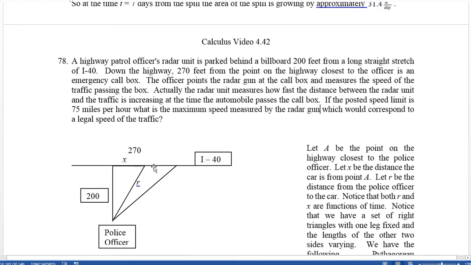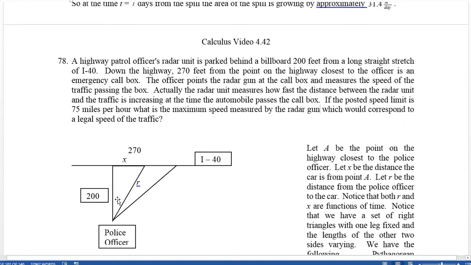Right at the point we're interested in, x is 270, but x is actually a variable because it's changing. And the distance from the radar gun to the car is this distance r, which is also changing. So if you think of this dynamically, as this point moves further and further out, both x and r increase as time increases, but the 200 is fixed. Well, what relationship do you have here?